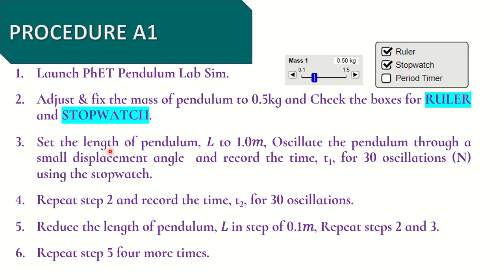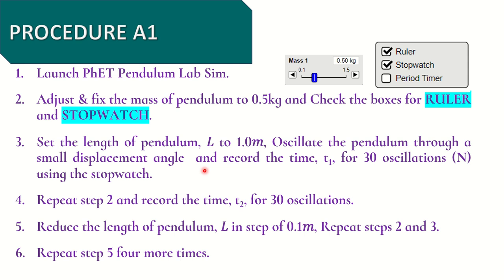Then set the length of the pendulum L to 1.0 meter. Then oscillate the pendulum through a small displacement angle and record the time T1 for 30 oscillations using the stopwatch. This time around, you go through.